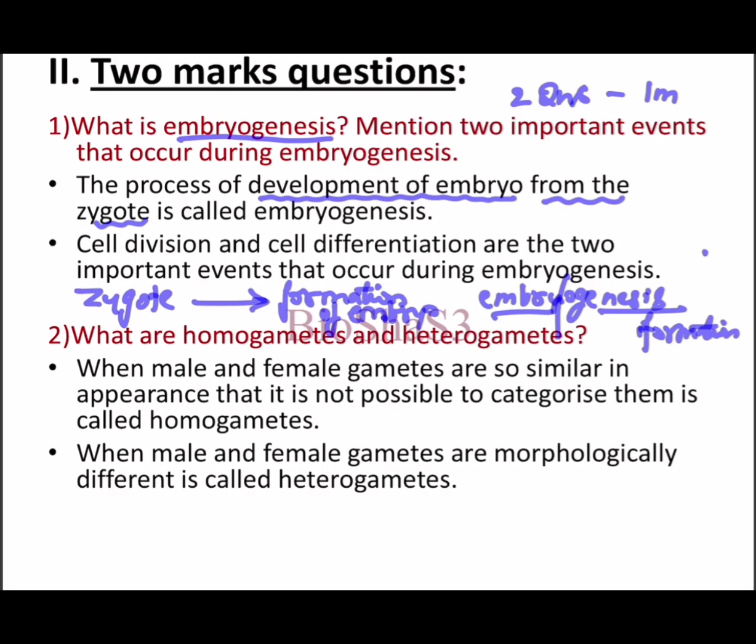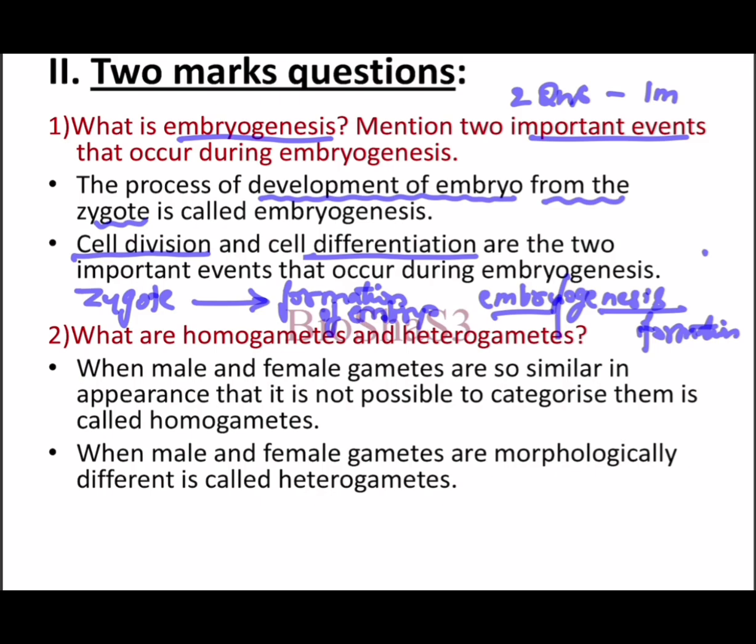Next, mention 2 important events that occur during embryogenesis. If the embryogenesis has to happen, there has to happen 2 important events. What are those 2 important events? That is cell division and cell differentiation. So which are the 2 events that have to happen? Cell division and cell differentiation.